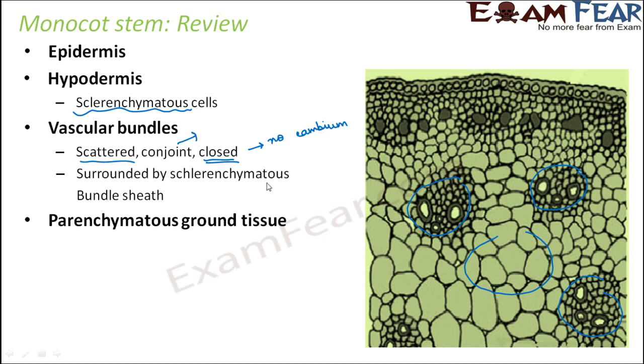It is surrounded by sclerenchymatous bundle sheath. Each vascular bundle here is surrounded by a few cells which are sclerenchymatous in nature, and they are called bundle sheath because they surround the vascular bundle. Parenchymatous ground tissue: everywhere else, all the other empty space is filled by the parenchyma cells. So they are nothing but the ground tissue. These are parenchyma cells which help in food storage and other metabolic activities.